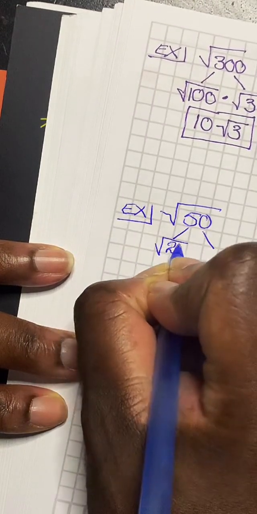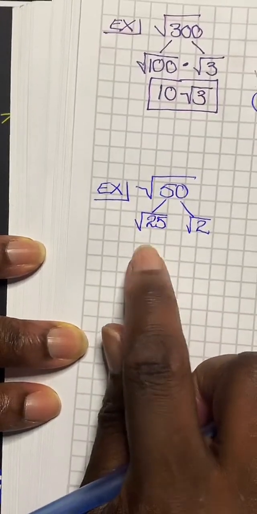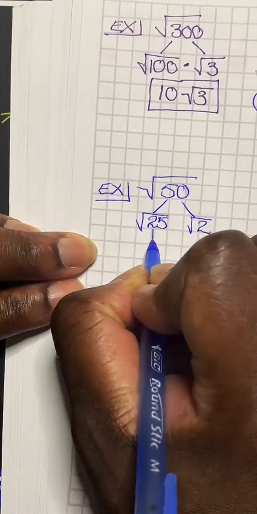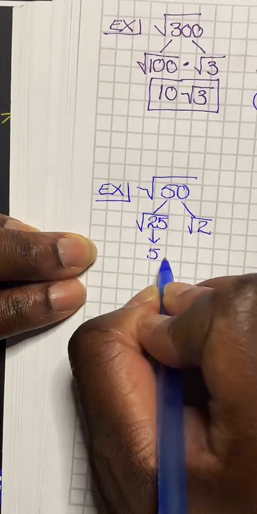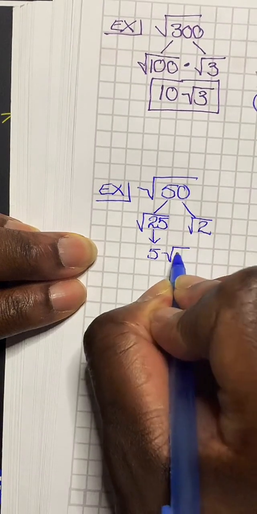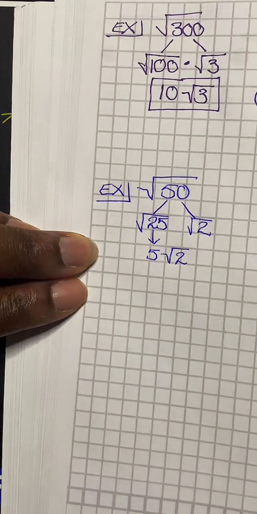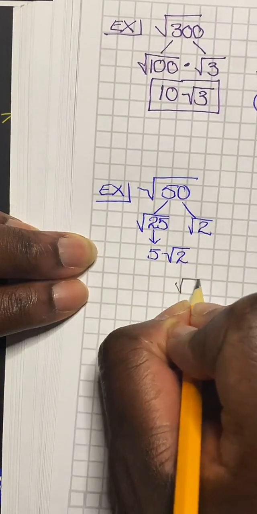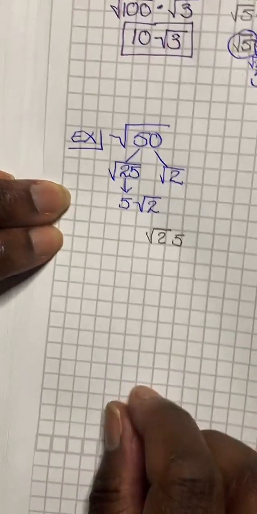So we got square root of 25, square root of 2. I love putting my perfects in front of my primes because when I break it down, I'm going to have my 5, and then I just bring down my square root of 2. Because if I don't, it's going to look something like this. It's going to look like square root of 2 with a 5.